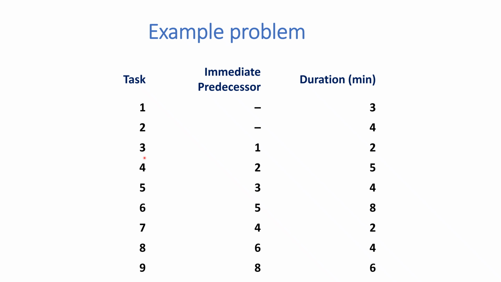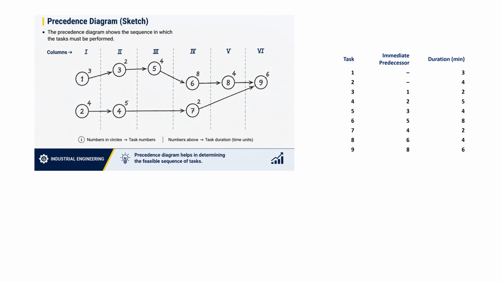3 should be started only after 1 is completed. 4 should be started only after 2 is completed. Like that, 8 should be started after 6 is completed. And the last task 9 should be started only after 8 is completed. So that is known as precedence relationship. Now we will draw the precedence diagram or network diagram.